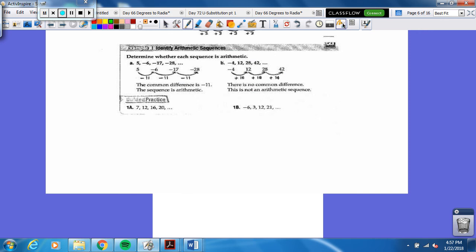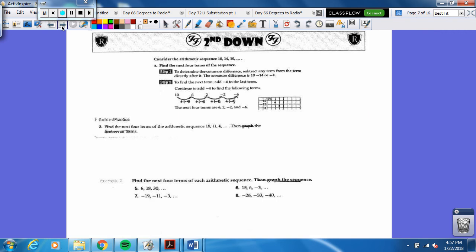Okay, welcome back. Let's see. This right here is not arithmetic. Does not have a common difference. This one, you're adding 9 every time. That's the common difference. Plus 9, plus 9, plus 9, and this one is arithmetic. Any questions about these? You're going to raise your hand. All right, next. Here we go.